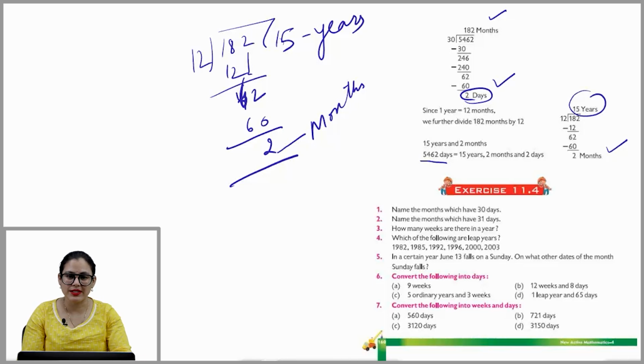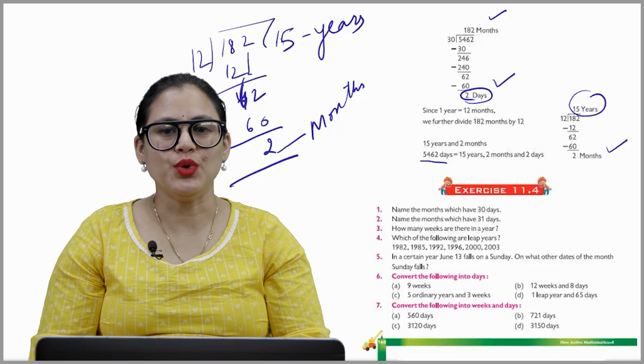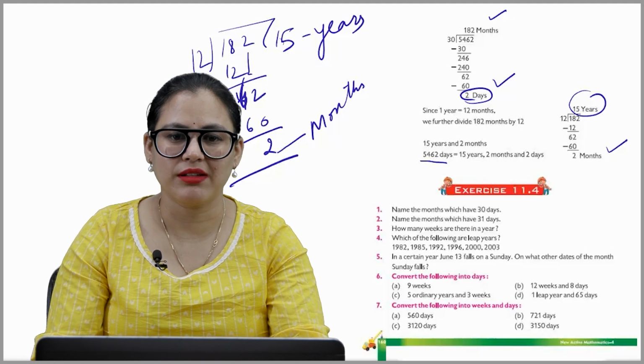Okay, let's do exercise 11.4. Name the months which have 30 days. You can name them easily. And question number 2, name the months which have 31 days. How many weeks are there in a year? You know that there are 52 weeks in a year, right? So students, now you will practice the remaining questions.